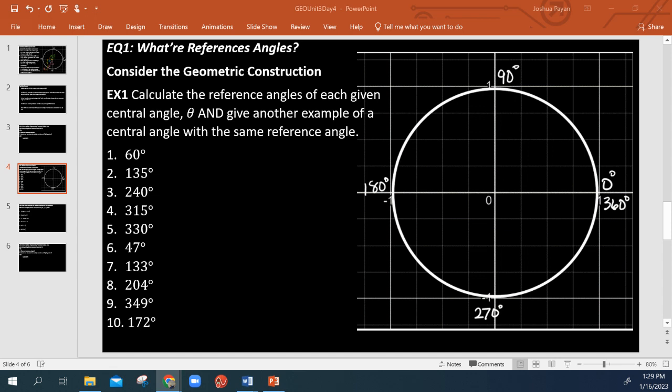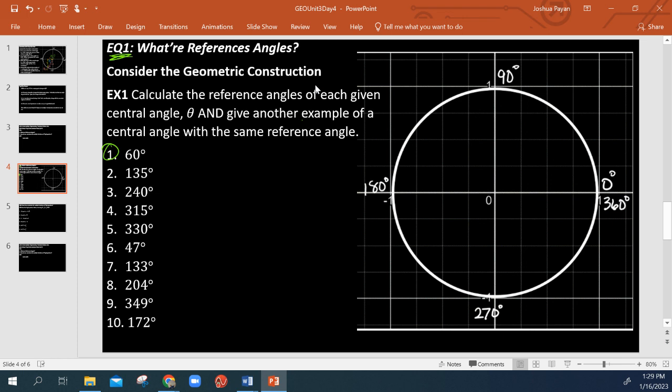Okay, so this is going to be our first video of two for Geometries Unit 3, Day 4. And in it, we're going to be answering the essential question mentioned right there, EQ1. What are reference angles? So all we're going to do is talk about and calculate reference angles in this video. So let's go ahead and start.